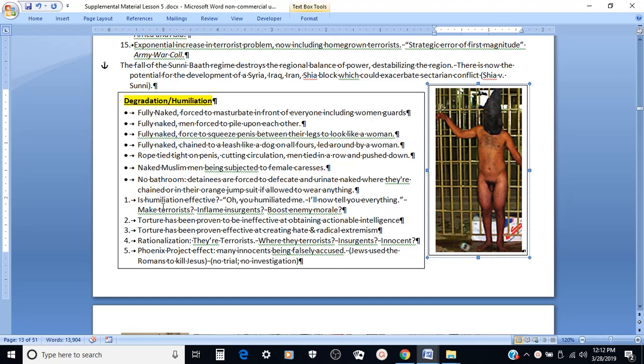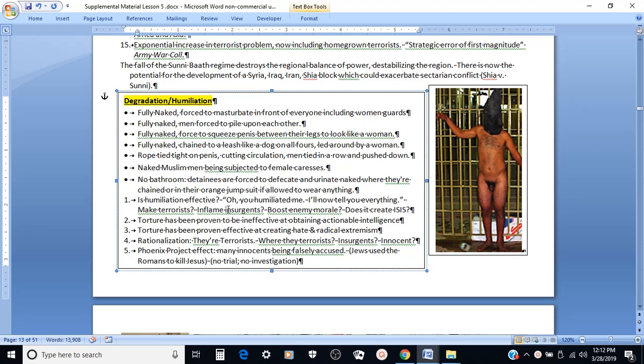Now, is humiliation effective? Right? Like, oh, you humiliated me. Now I'll tell you everything you want to know. Right? Or does it make more terrorists? Does it inflame insurgents? Does it boost morale? Does it create ISIS?